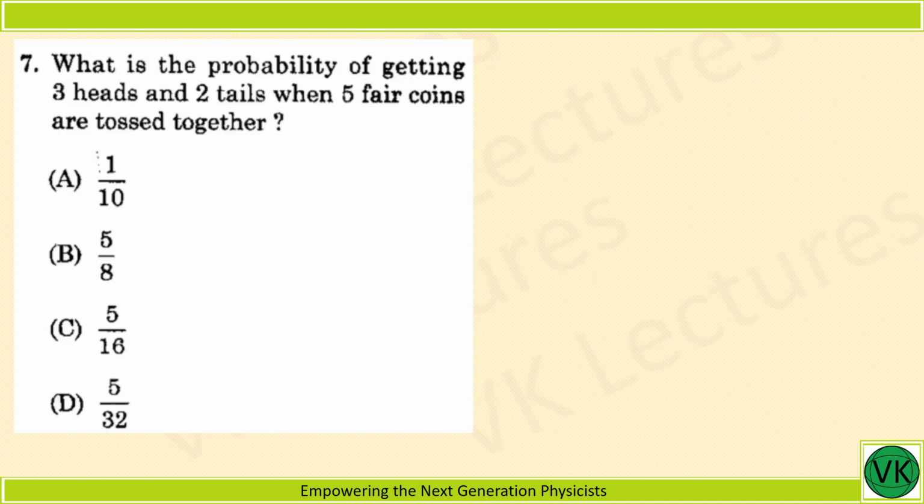What is the probability of getting 3 heads and 2 tails when 5 fair coins are tossed together? Now this question can be done using the binomial distribution. So the binomial distribution says the probability of getting 3 in favor out of the 5 trials. We are assuming that 3 heads are what we need.